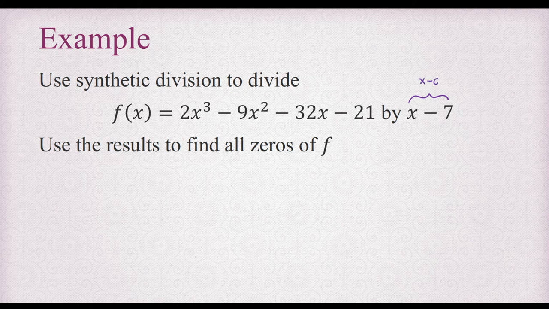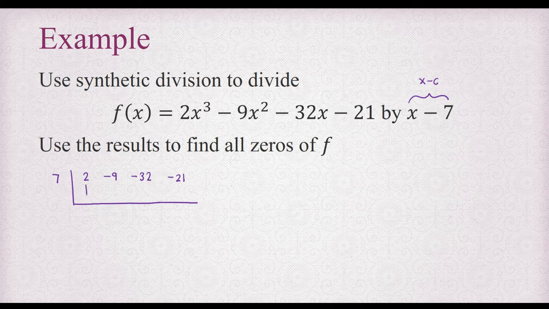So in this case, our c value is the opposite sign. So c is 7, and 7 is the number that I want to use when I'm starting my synthetic division setup. If I look at my terms in my dividend, I don't have any missing terms, so I don't have to throw in any zeros. And so my coefficients are 2, -9, -32, and -21.